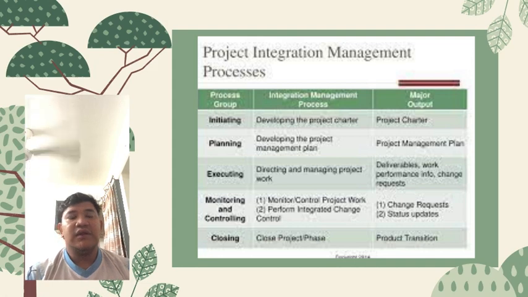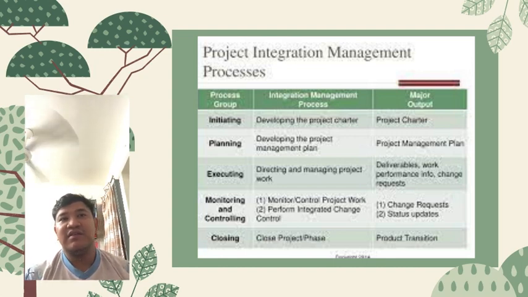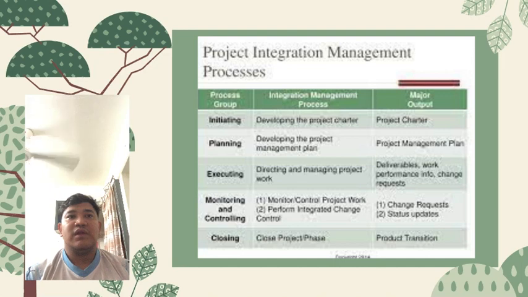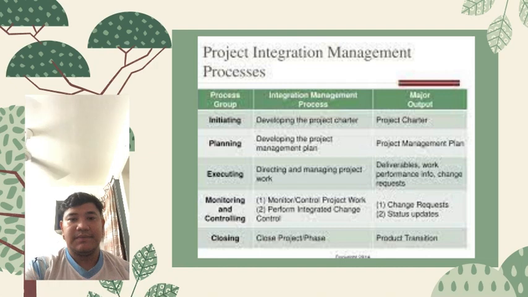For monitoring and controlling, the first one is monitoring and controlling project work and performing integrated change control. The major outputs are change requests and status updates. For the last one, closing, which is closing the project or phase. The major output is the product transition, which is the closing of the construction.